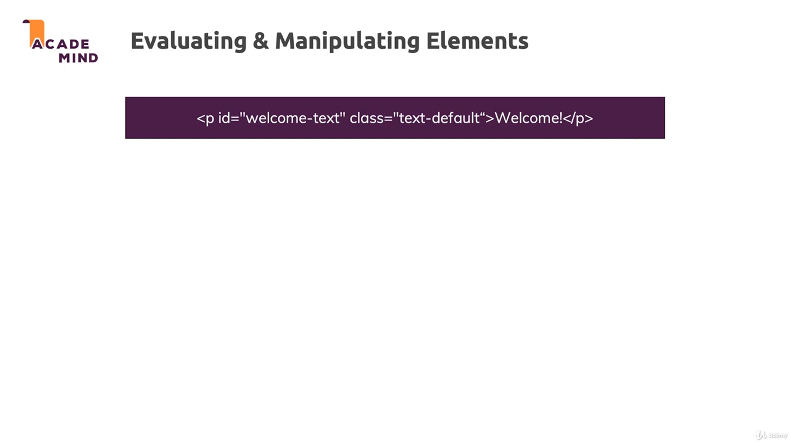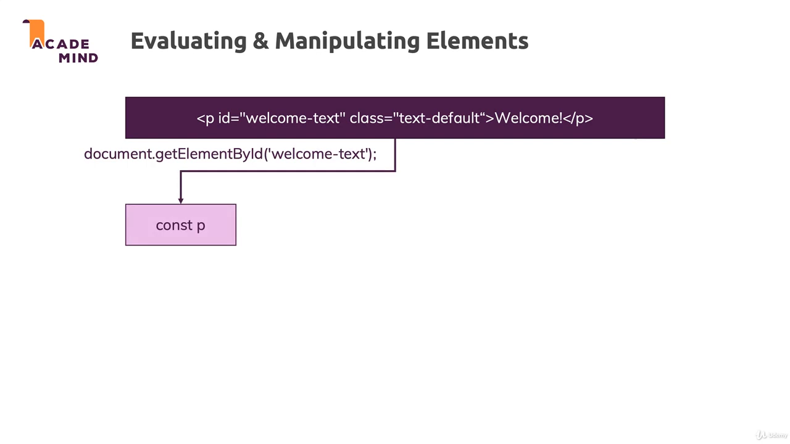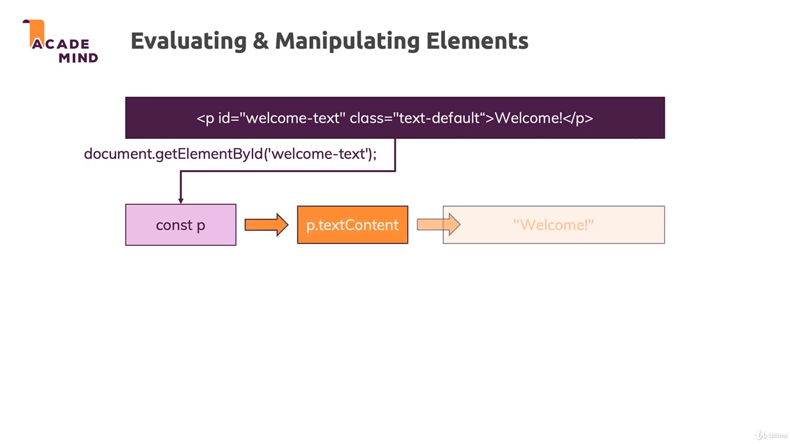So let's say we have a paragraph here with an ID and a CSS class and some text in there. And we selected this, for example, with getElementById, which we can of course do with that welcome text ID it has, and stored it in a constant. And now what can we do with that? Well, for example, we can read its text content, welcome in this case. And we do this with the textContent property, which this exposes.